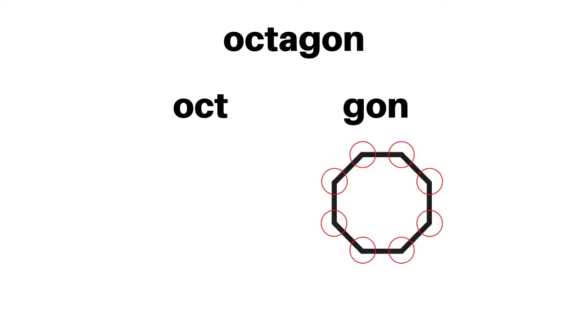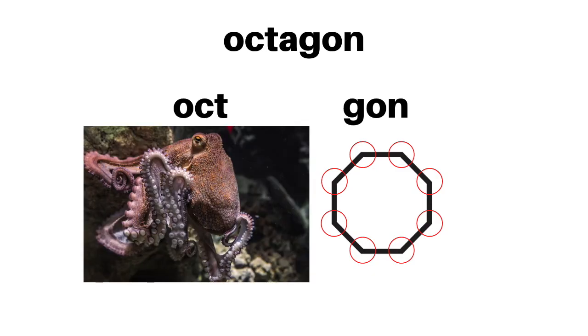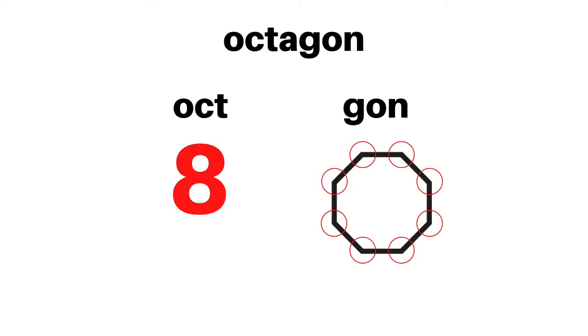Octagon. Gon means angles again. Octo. What else starts with octo? Octopus. How many legs does an octopus have? 8. 8 legs on an octopus, 8 angles on an octagon.